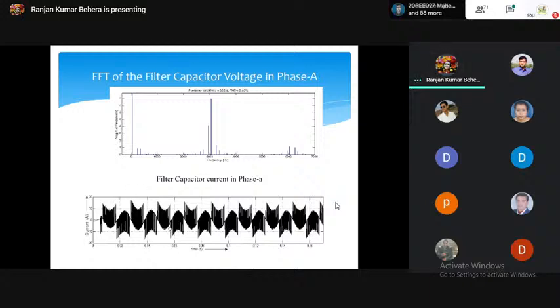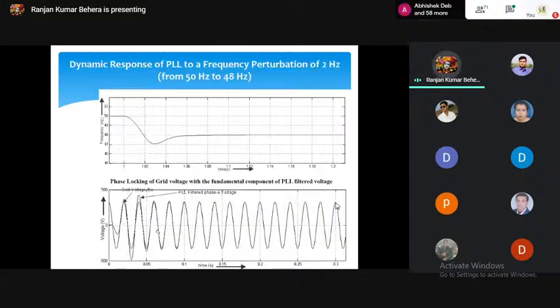You can see that this is the capacitor current, below 1. You can see that they all are symmetrical. And to test the PLL, phase lock loop, we deviated our frequency from 50 hertz to 48 hertz. So you can see that the PLL is tracking the input voltage within 1.5 cycles. So within 1.5 cycles, it synchronizes with your input waveform. Okay, this is what your PLL shows here.